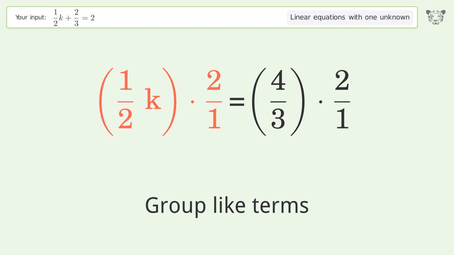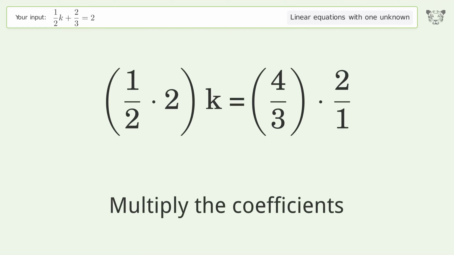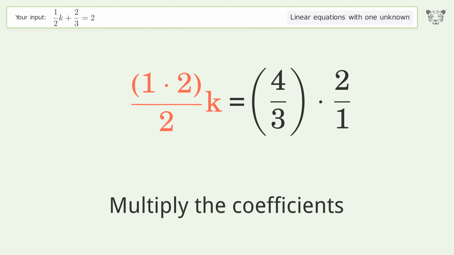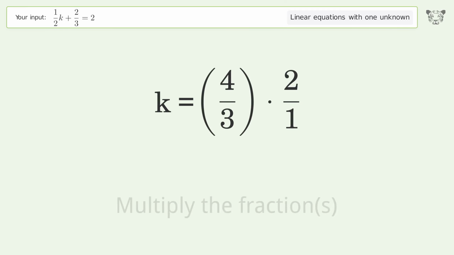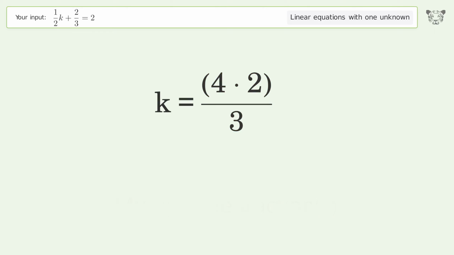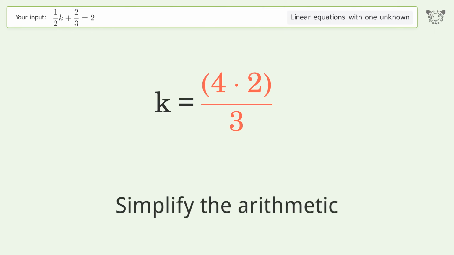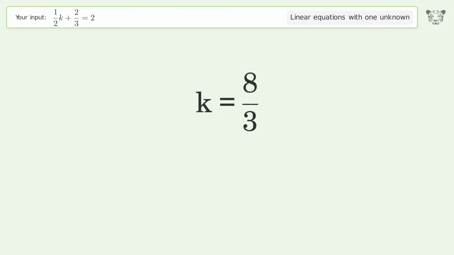Group like terms. Multiply the coefficients. Simplify the fraction. Multiply the fractions. Simplify the arithmetic. And so the final result is k equals 8/3.